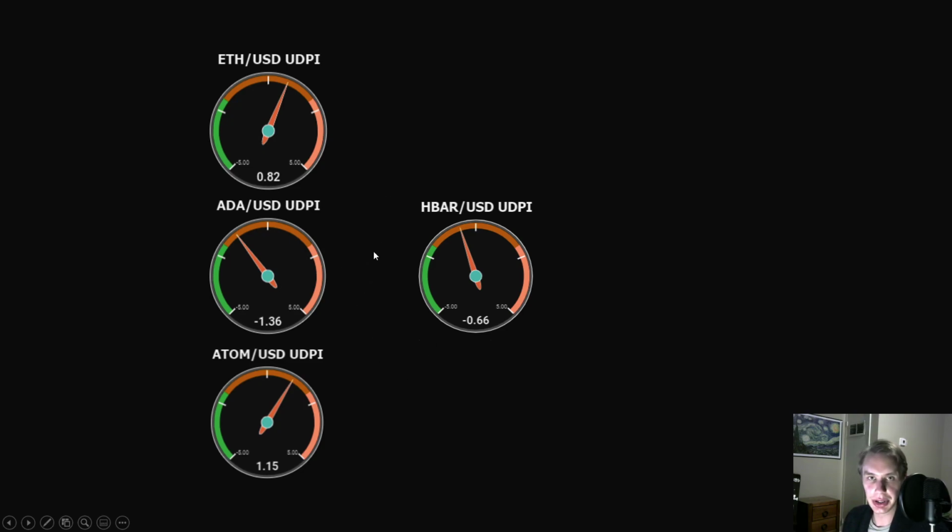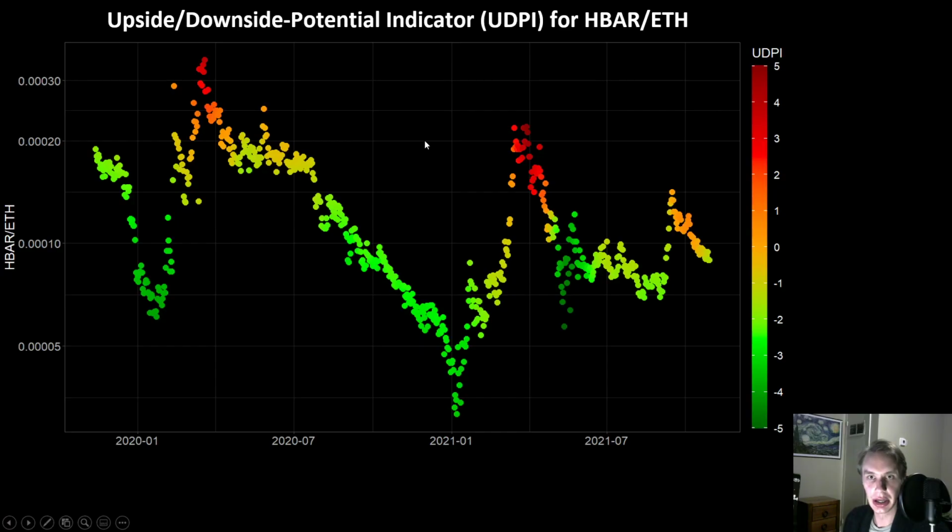So another thing that we can do with these UDPIs is, instead of always looking at the risk against the US dollar, we can actually look at the risk against other crypto assets. What I'm showing you right here is the valuation of HBAR in terms of Ethereum. So this valuation is basically how many Ethereum one HBAR is worth. And of course, HBAR is trading right now in the cents range, it's never broken $1. It's going to be a fraction of an Ethereum, which is in the thousands of dollars.